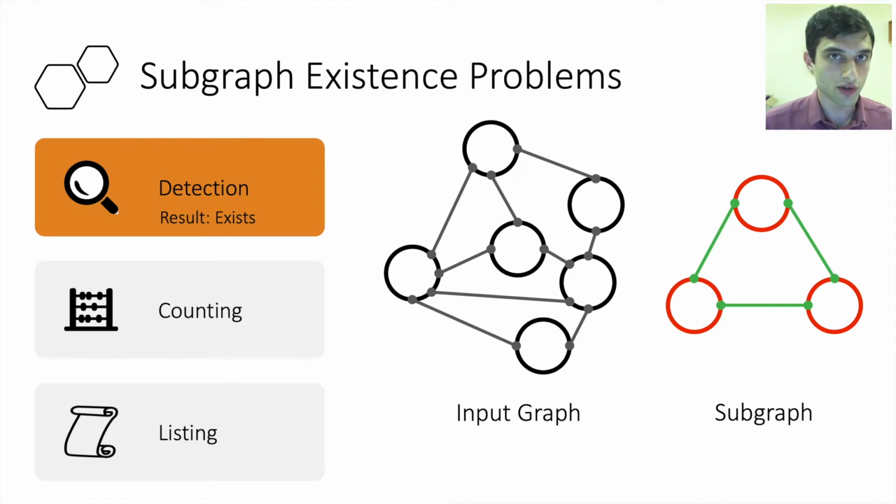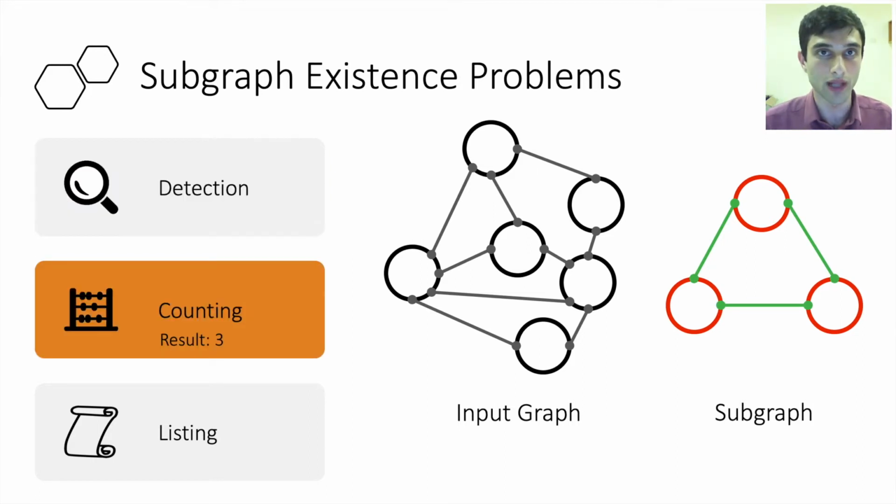Subgraph existence problems are divided into lots of categories. We consider three main categories: detection, counting, and listing. Detection just wants to know if the subgraph exists anywhere in the input graph. In a distributed sense, we'd want at least one node in the graph to say that it sees some instance of the subgraph. In the counting sense, every node will output a value, and the sum of the values will be the total number of instances of the subgraph in the input graph.